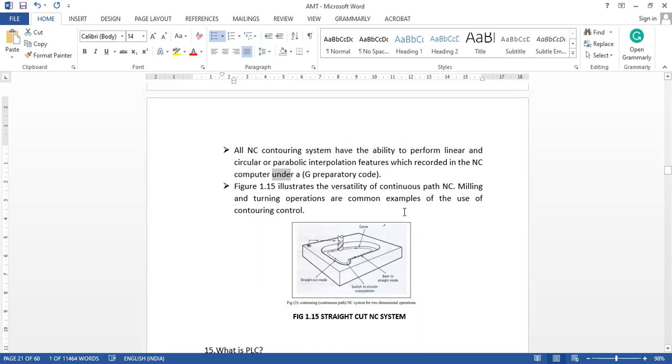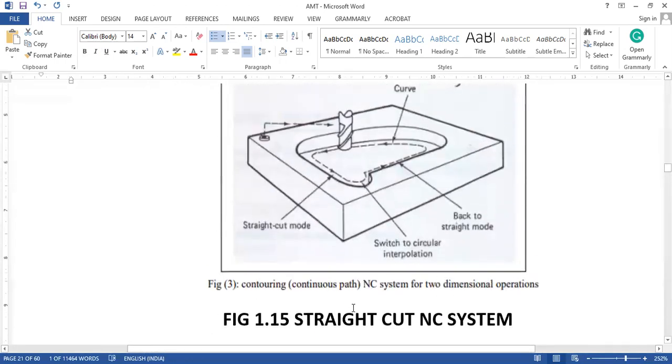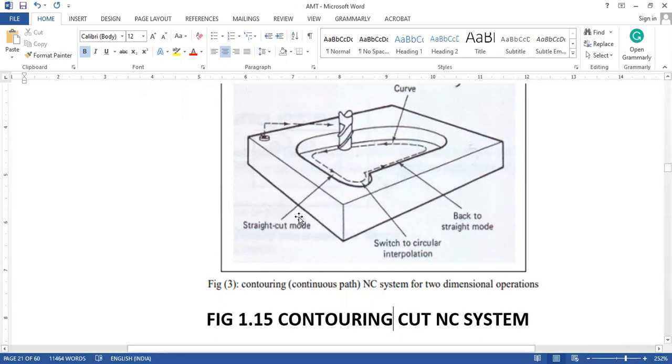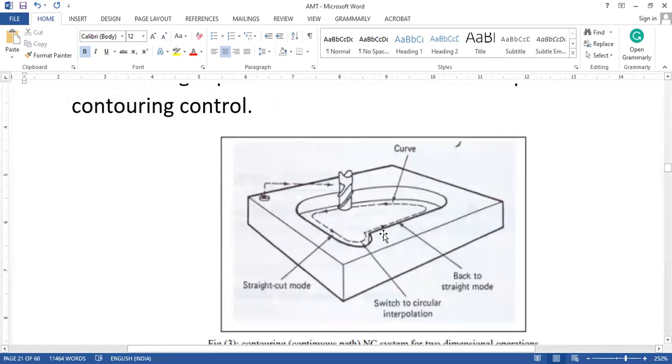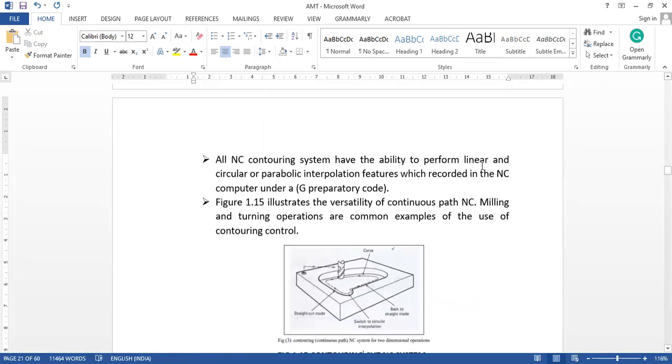The figure illustrates the versatility of continuous path NC. Milling and turning operations are common examples of the use of contouring control. Here, this is not a straight cut, this is actually contouring. This is the contouring cut NC system. Here you can see circular interpolation, then straight cut, then circular interpolation. So everything is there. That is the contouring NC system, the most complicated, with the ability to perform linear and circular or parabolic interpolation.